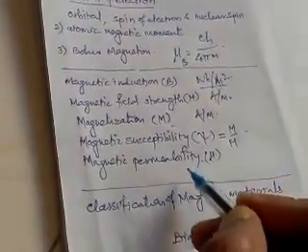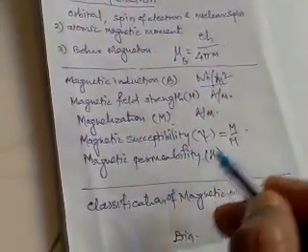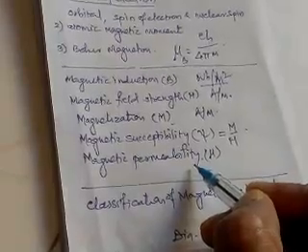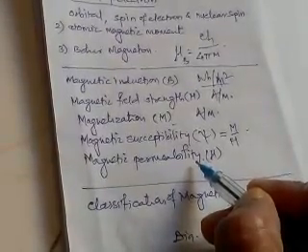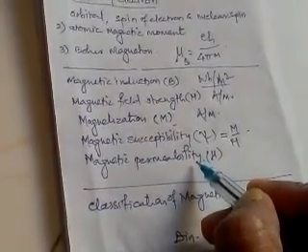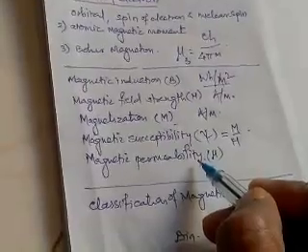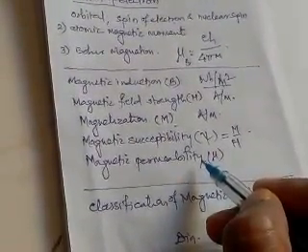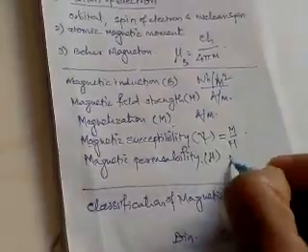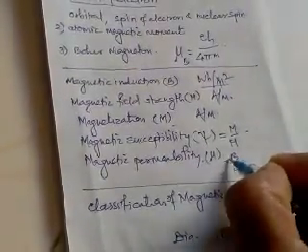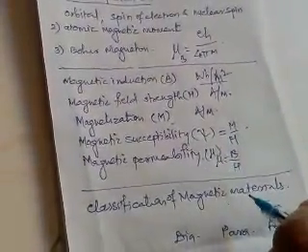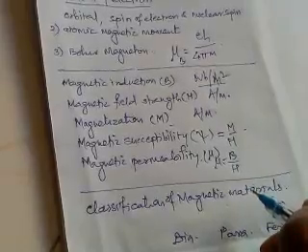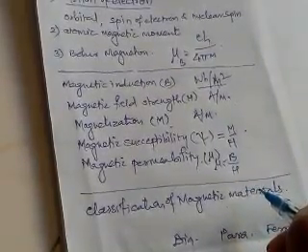Further, the magnetic permeability. It is the ability of the medium to generate magnetization, or to convert the material into a magnetic material. Magnetic permeability is the ratio of magnetic induction B to magnetic field strength H. It is B divided by H, represented by the symbol mu. This is a specific property for the particular material. Again, it has no unit.